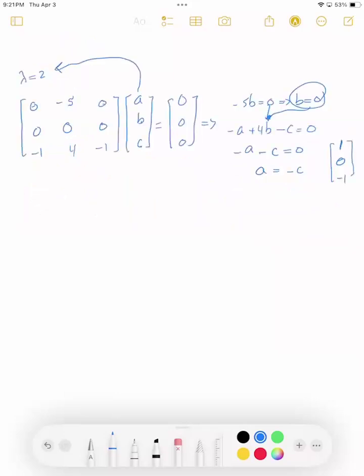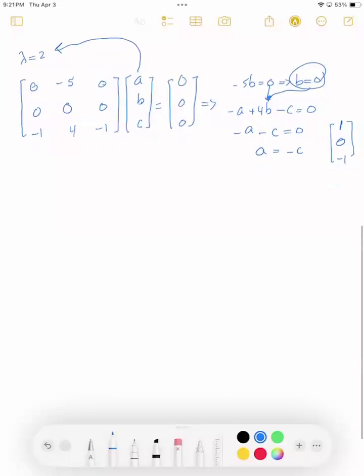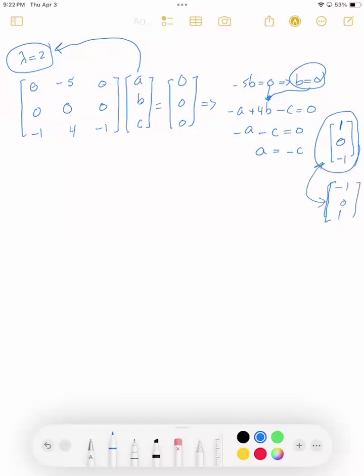So I need one more vector. But how do I find that other vector? This is one vector, but I need two vectors because I have a multiplicity of 2 for lambda equal to 2. So what is the other vector going to be? For instance, if I pick C to be positive 1, then A is going to be negative 1. But these two are linearly dependent. So there's no way for me to come up with another vector that is not linearly dependent to this vector.